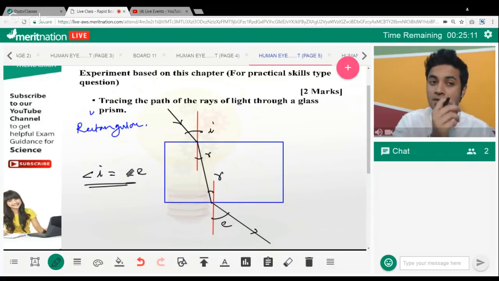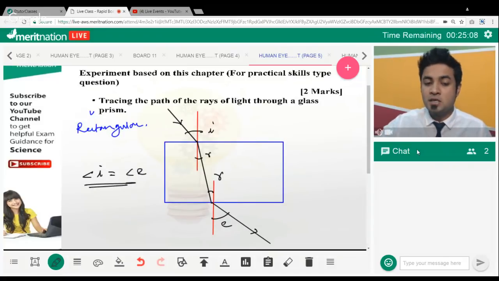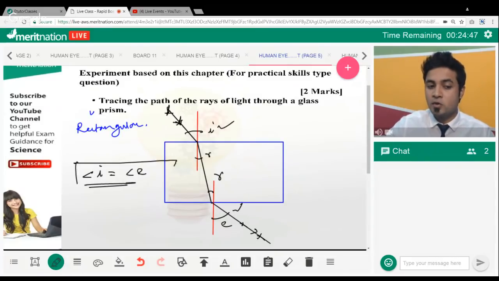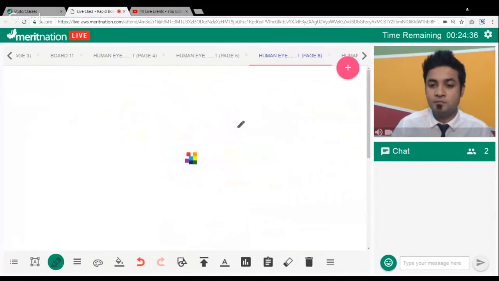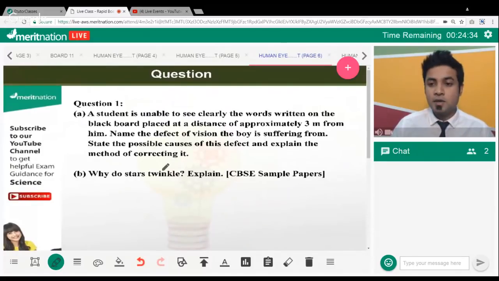So guys, what the experiment is based on, what you have to do is fix 2 pins here. You have to fix 2 pins here, and you have to see the pins on the other side, and according to that you have to fix 2 other pins as well. Then you can measure the angle of incidence and angle of emergence, and you can see that the angle of incidence is equal to the angle of emergence here. So this is how the experiment is conducted, and this is the experimental based question here.